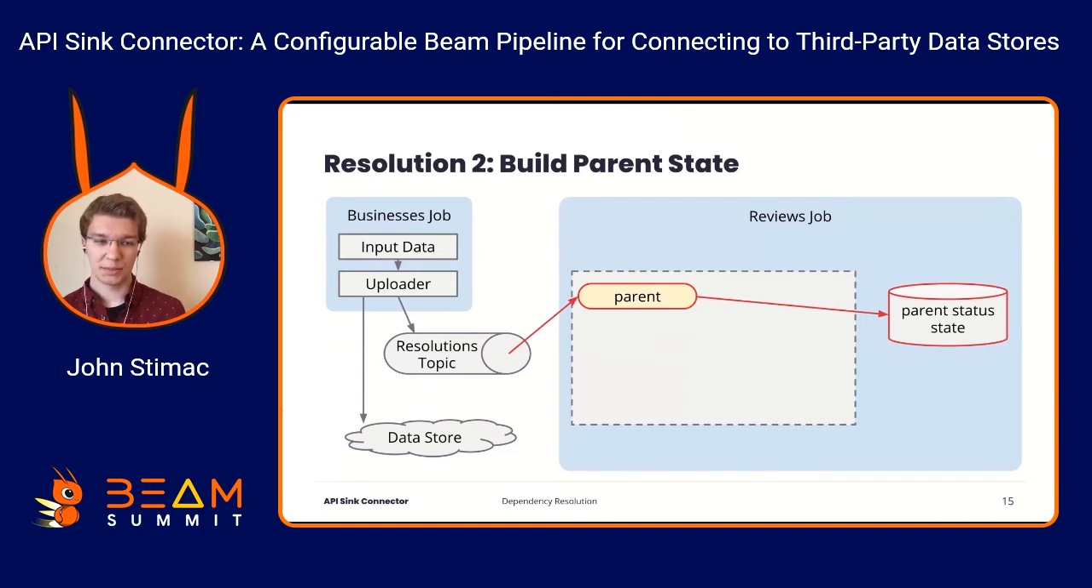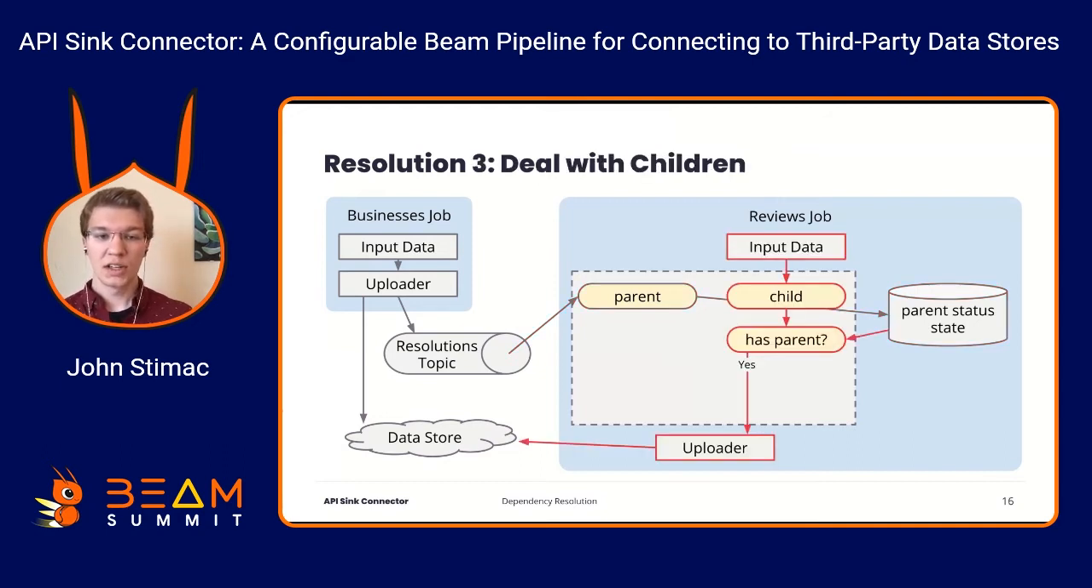So every time something appears in this resolutions topic, we read it in the reviews job, and we send it to what we call a parent status state. So this is just a combining value state that keeps track of, for each parent, whether it was uploaded, keyed by parent ID. So now, when reviews come through this pipeline, we can check whether this review has a parent that's been uploaded. So if it does, then we know that we're safe to upload the review and we can send it on to the uploader.